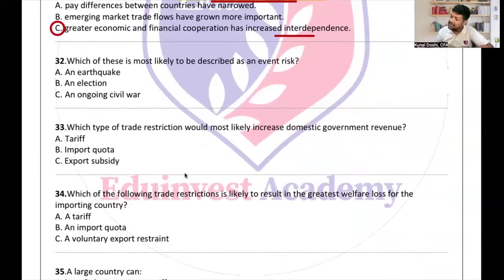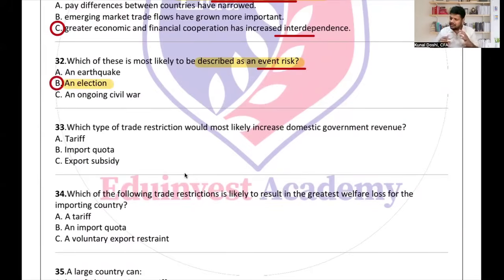Which of these is most likely to be described as event risk? See, what is an event risk? Event risk is when you know the event, but you don't know the outcome. Earthquake, do you know when an earthquake is going to happen? No, earthquake is an example of something beyond your control. It's an exogenous risk. Election is an event risk where you know the event, but you don't know the outcome.